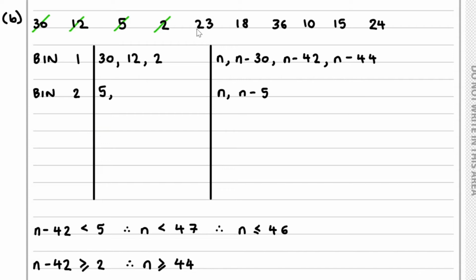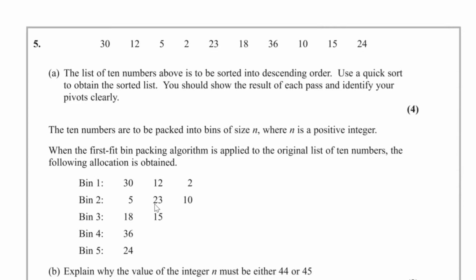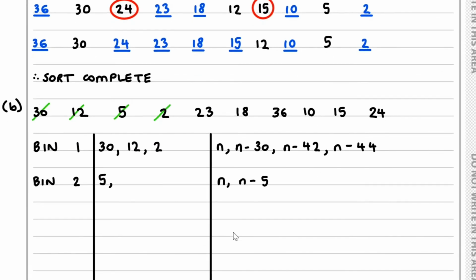Now, we need to sort the 23. The 23 has been placed into bin number 2. So, we place the 23 into bin number 2, and the remaining space then will be n minus 5, take away another 23. So that will be n minus 28. So, we cross the 23, indicating we've already used it.